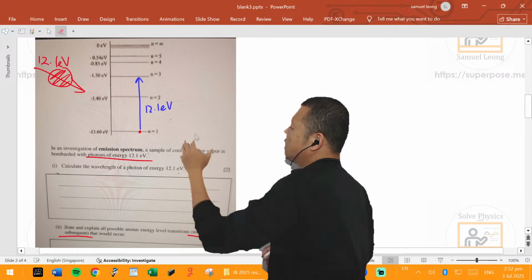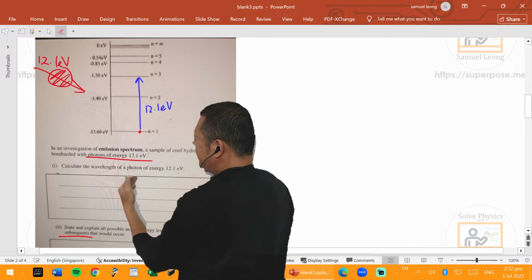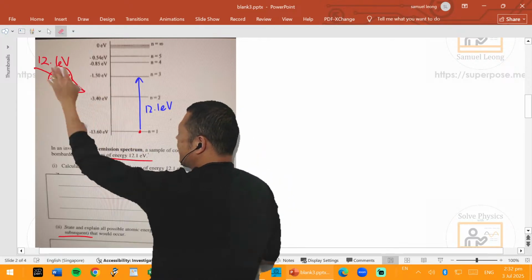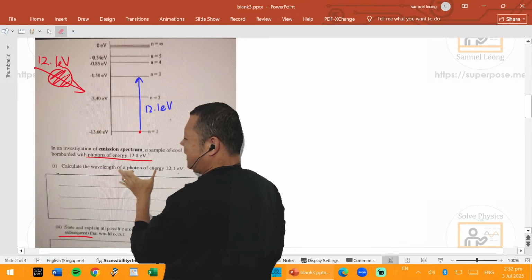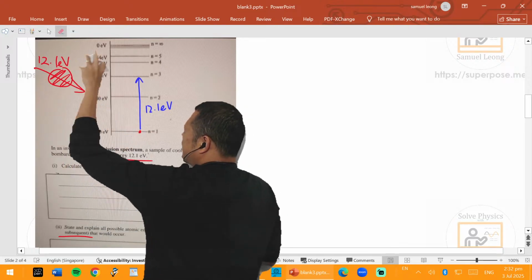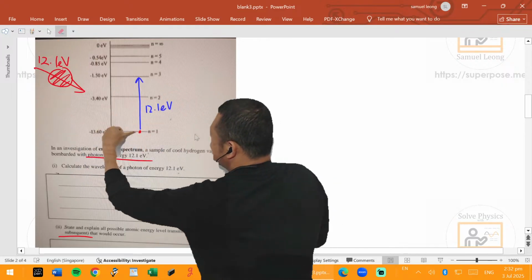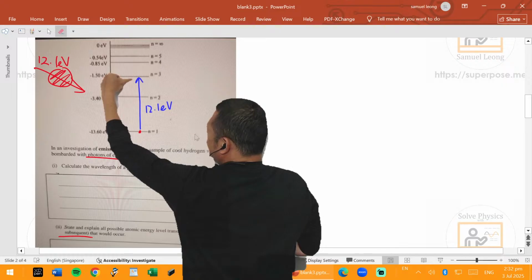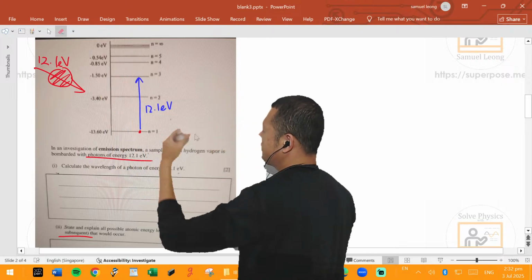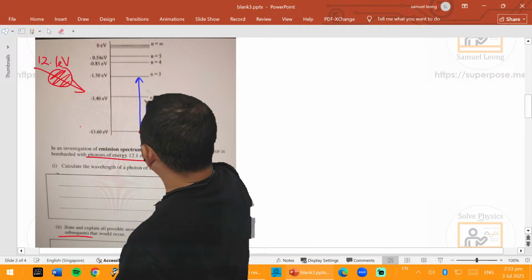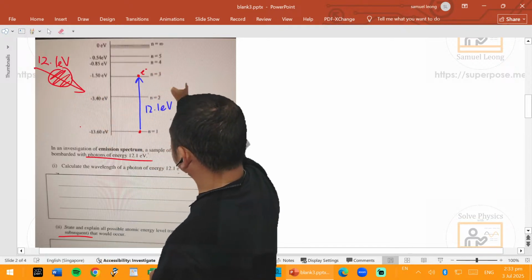Okay, so in this particular question, they are only shining photon energy of 12.1 eV. So it's not white light, it's monochromatic light. It is just a single photon. So the question is, can this photon be absorbed? Since there is a transition from bottom up, the answer is yes, it can be absorbed. So it will be absorbed to level 3. The electron at the bottom here will go up to level 3.